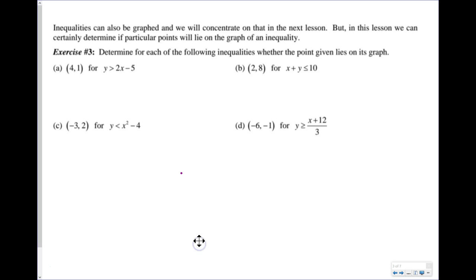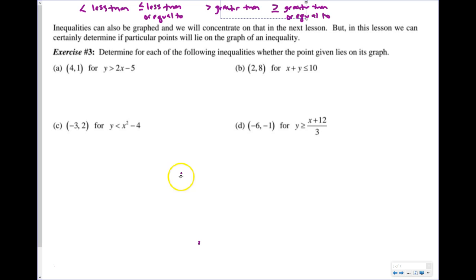And I'll write on the top here. Remember that this is less than or equal to, this is greater than, and this is greater than or equal to. You have to memorize this, because that's how we have to read these inequality statements. Right? It's no longer just equals. We have to actually think about less than or greater than.